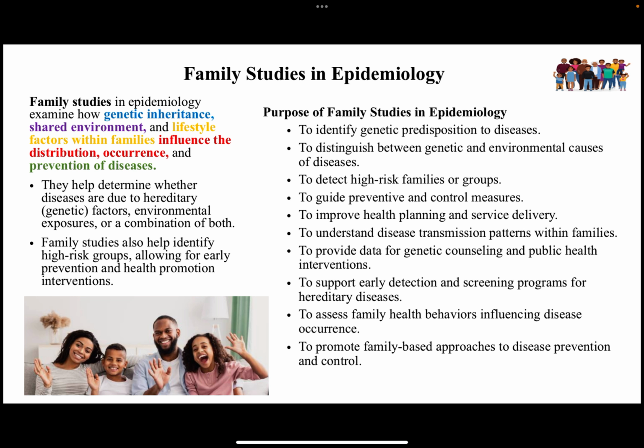Family studies can also help us distinguish between genetic and environmental causes, because family studies focus on the two: genetic inheritance and shared environmental factors within a family. Sometimes people may be genetically predisposed to certain diseases, but sometimes the environment may also play a role. So family studies may help you distinguish between genetic and environmental causes of diseases, and that can help researchers know whether changing environments within a family can reduce or increase the risk of developing certain diseases.